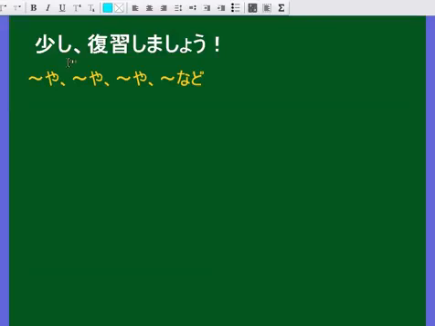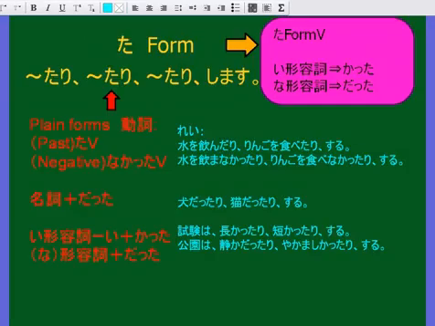OK、じゃあね、少し復習しましょう。このやなどを使うときには、if you don't remember, go back to the last unit. Things such as を使いますね。これは list に使って things such as などに使いますね。じゃあね、the next one is very similar.